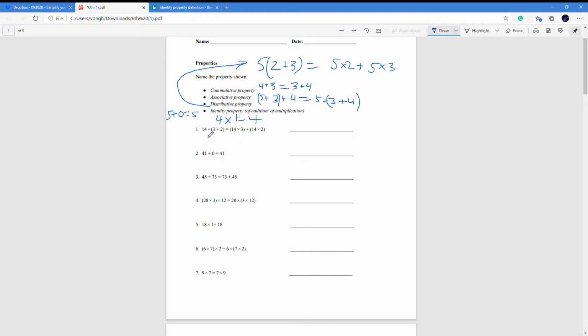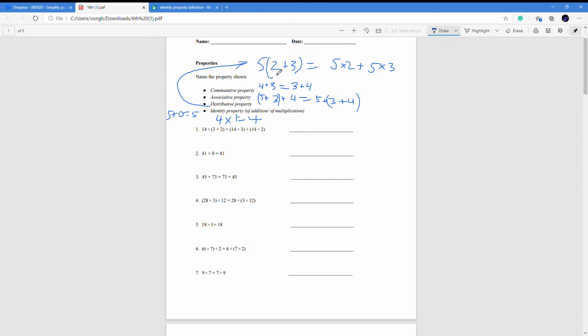So for number 1, we have 14 times 3 plus 2 and 14 times 3 and 14 times 2. Now we know that this is the distributive property, because I didn't go over the distributive property.